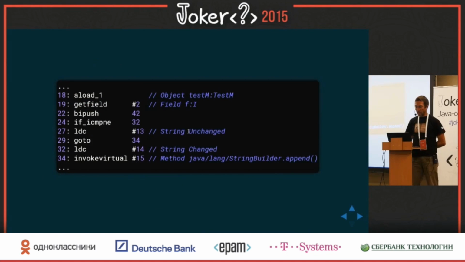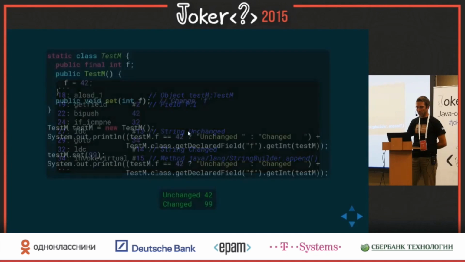And when we look at the bytecode, we see that now javac first loads our TestM object, and then gets the f field, pushes 42, and compares these two values. So this is actually what many people would have expected would happen.